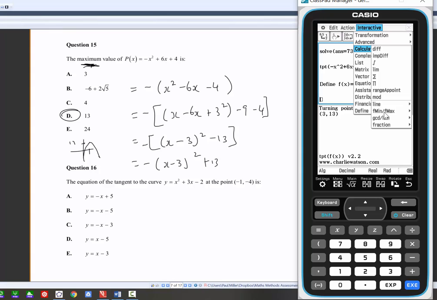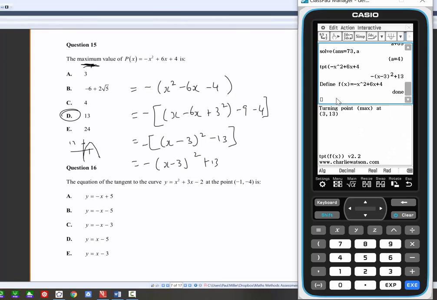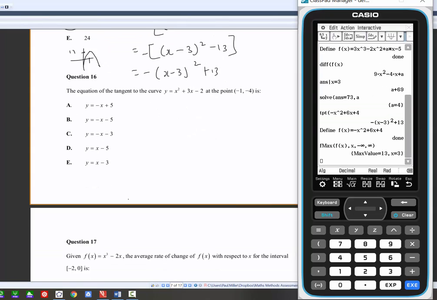Interactive, calc, Fmax, function, variable. You can tell it. That's a pretty wide search area, but it'll go find it for us. Maximum value is 13 at x equals 3. So there's 3 different ways of doing the same problem.